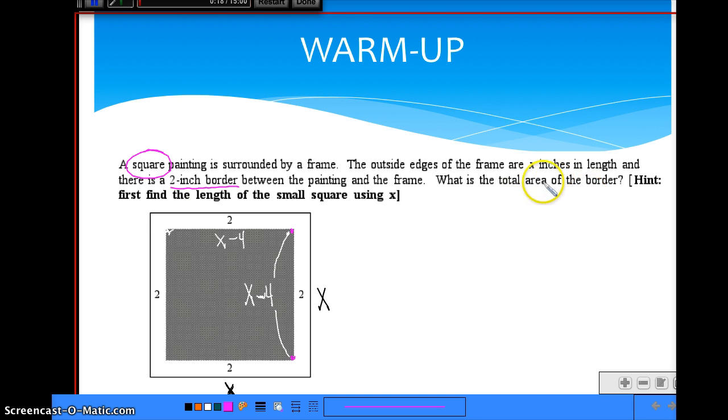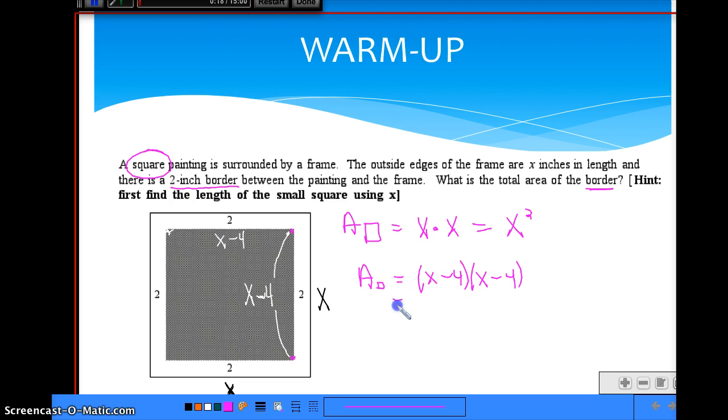If they want me to find the total area of the border, that really means you have to find the area of the bigger square, which is x by x, which equals x squared. Then you have to find the area of the little square, which is x minus 4 by x minus 4. Or if you want to look at it this way, x minus 4 times x minus 4, because it's side times side.